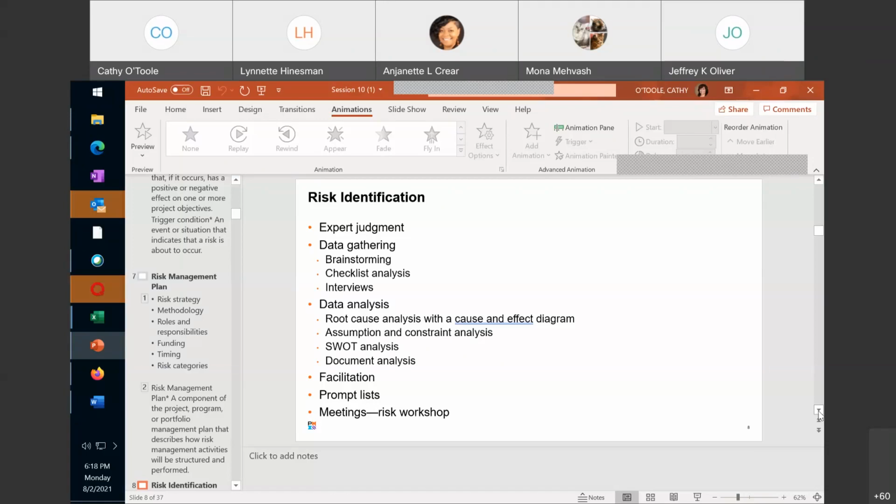As the project manager, you'll facilitate this risk identification by putting a list out there, getting people to start thinking about it, and pushing them to give you some feedback on it. A prompt list is also another technique that you can use to identify risks. I believe that we have some in our project management network resources that you can look at. And then you can always conduct risk workshops in meetings to do this exercise.